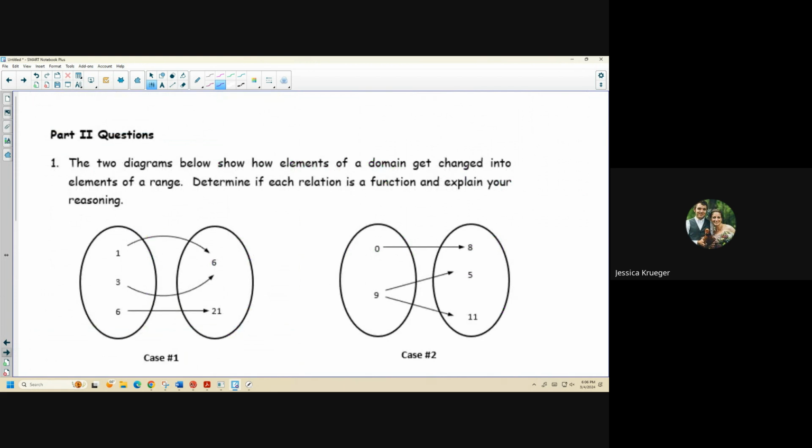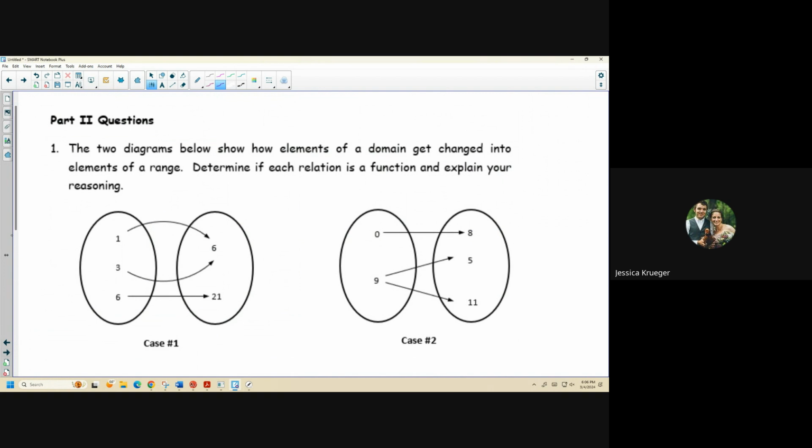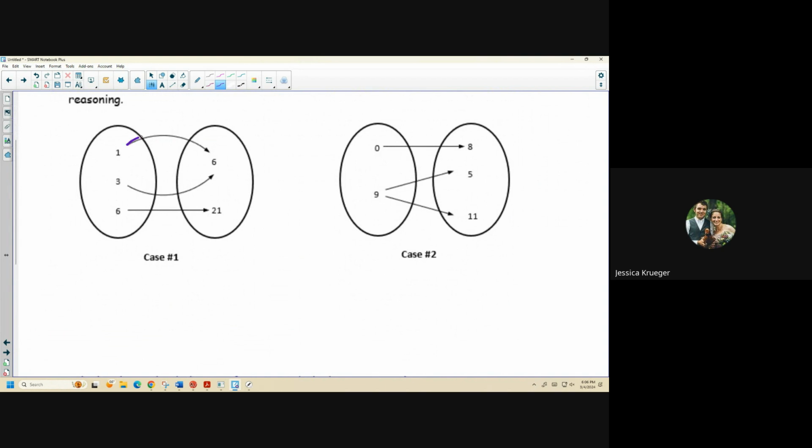So again, just quickly, it says explain if it's a function or not. Case 1 is 1 has 1 output, 3 has 1 output, 6 has 1 output. It does not matter what the outputs are, okay? It's just, does each x go to 1 output? So case 1, yes, that is a function.